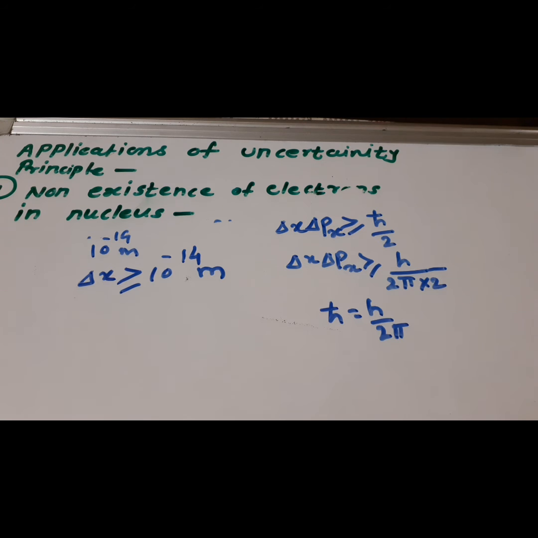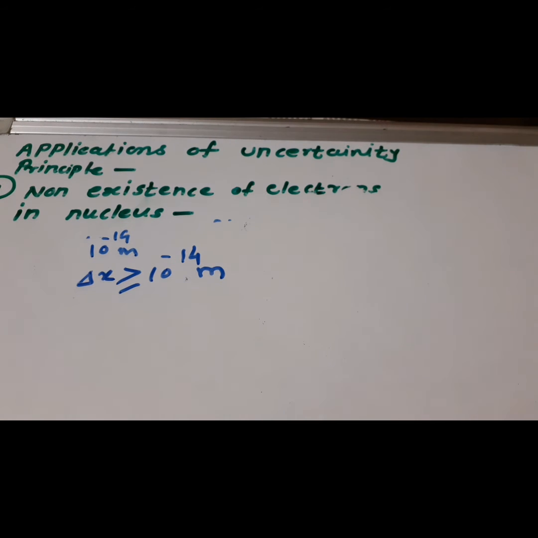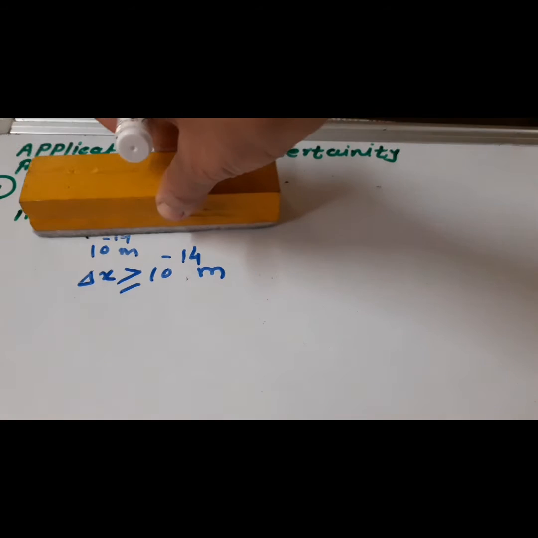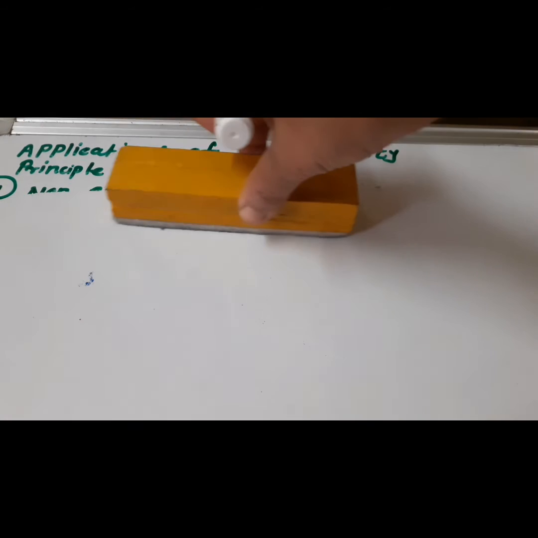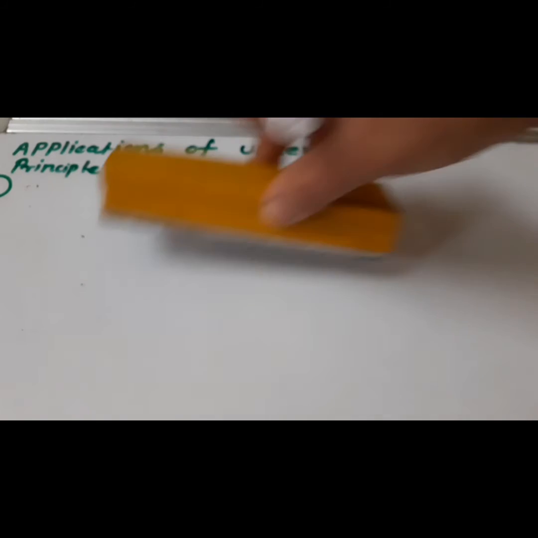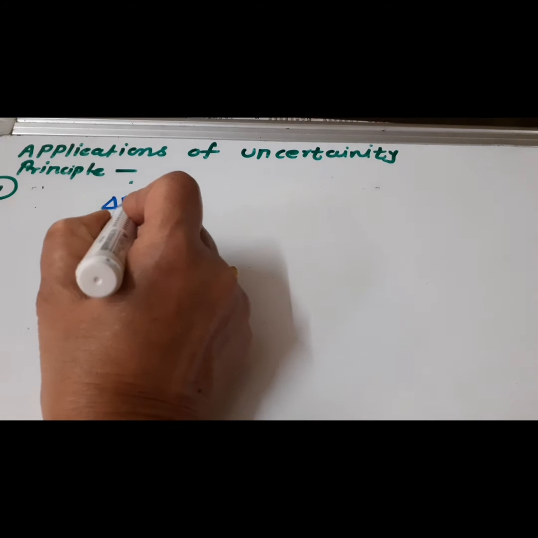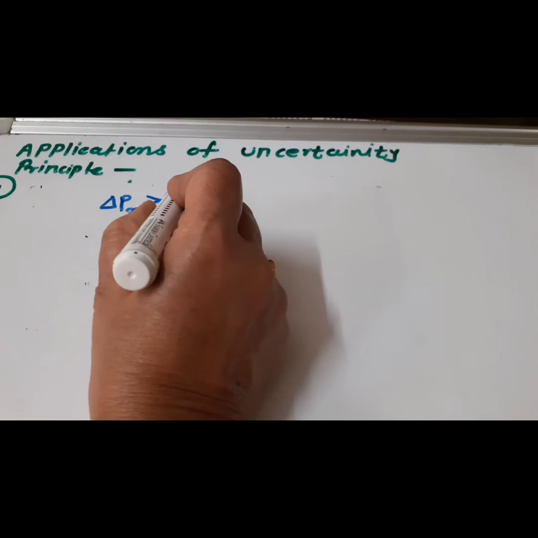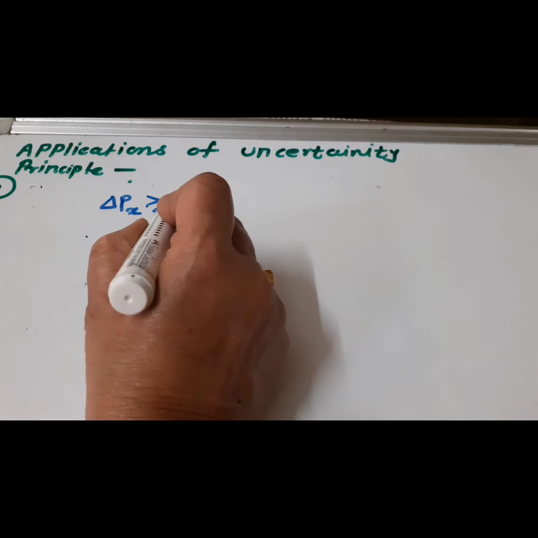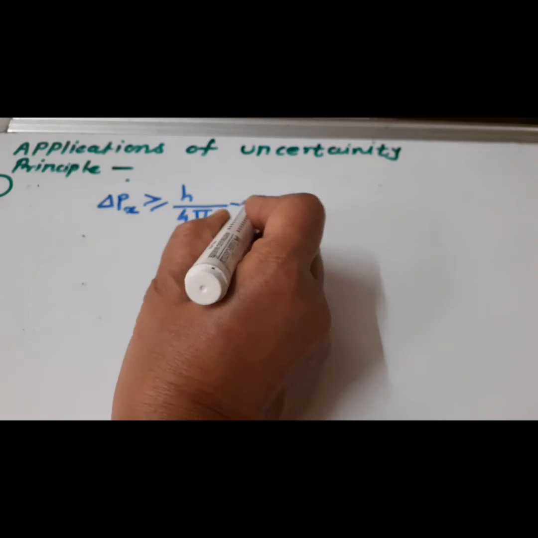Now, our aim is to calculate the uncertainty in the momentum from the above equation. Then we can write delta px is greater than or equal to h upon 4 pi into delta x. This is the momentum equation.